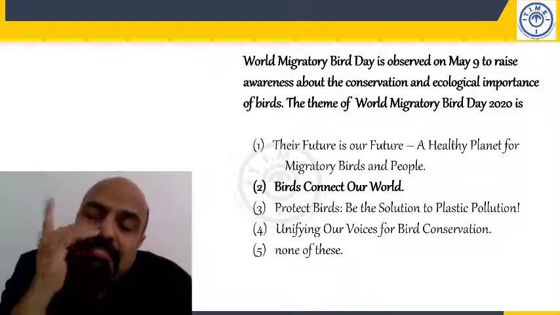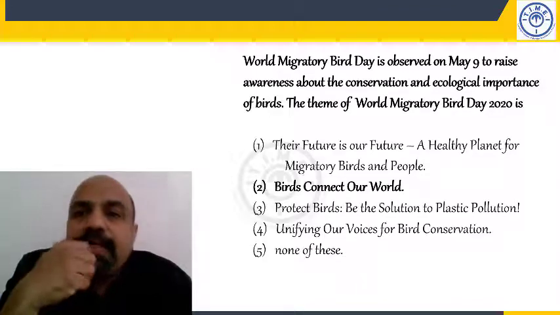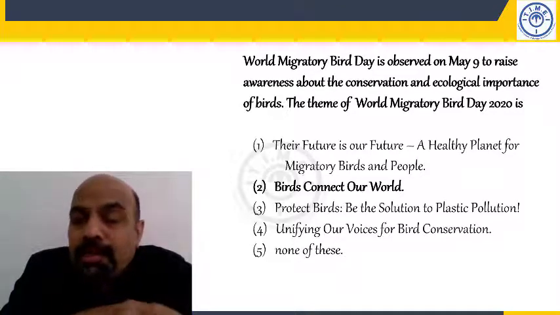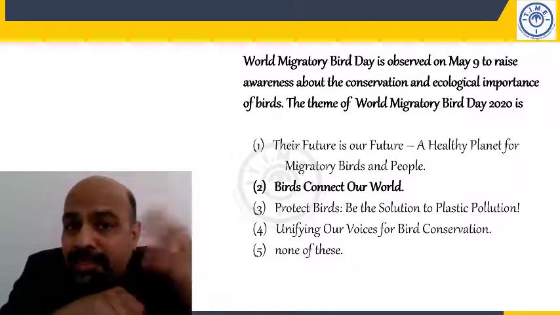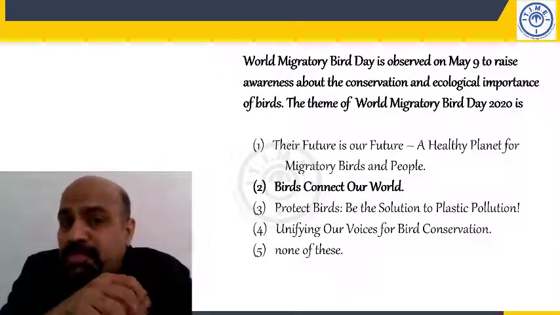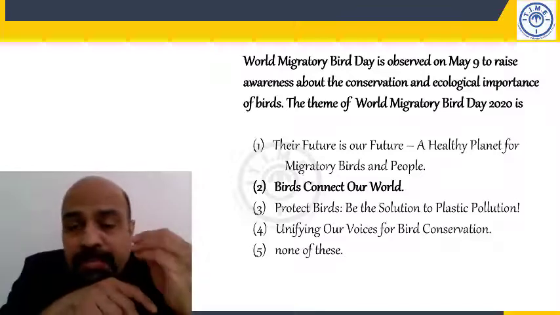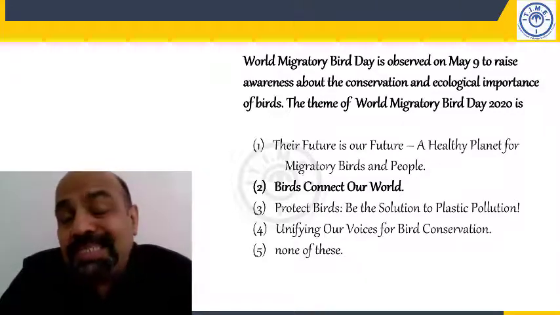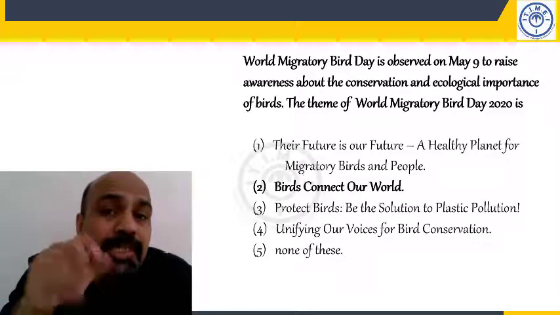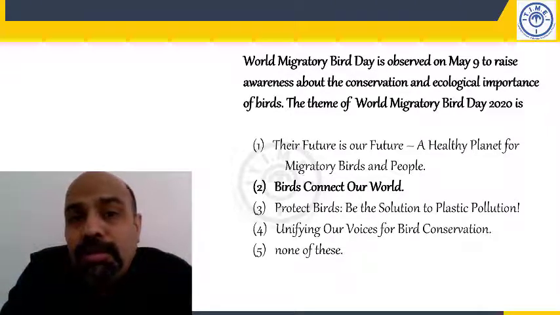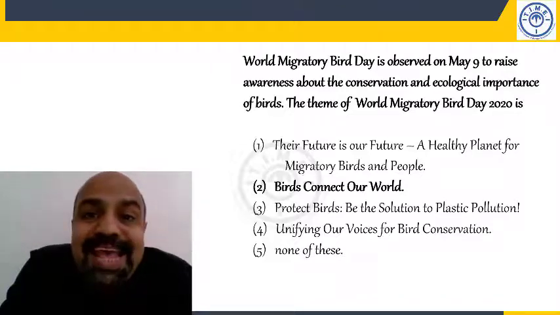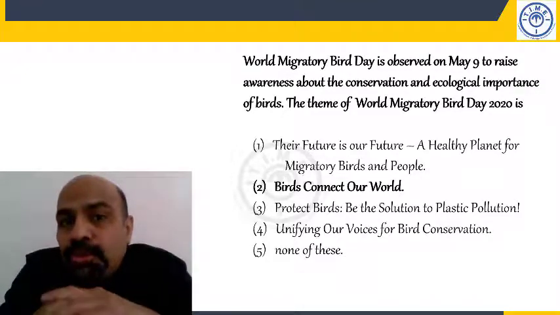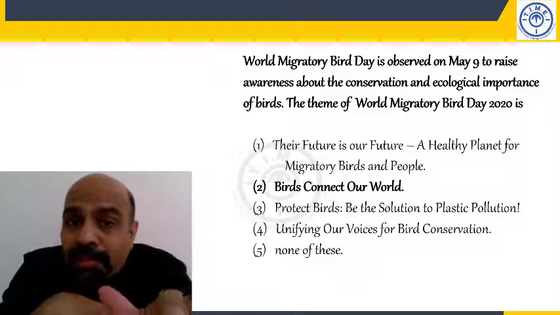Anyway, migratory birds are important. They preserve the ecosystem well, and unfortunately, a lot of migratory birds recently died in Rajasthan at Sambar Lake. In Bharatpur they died of a mysterious illness, maybe mysterious or maybe poaching. There are a lot of reasons for that. The theme is birds connect our world. What is the study of birds called? Ornithology. Study of birds is called ornithology. O-R-N-I-T-H-O-L-O-G-Y. Okay, that is the study of birds.